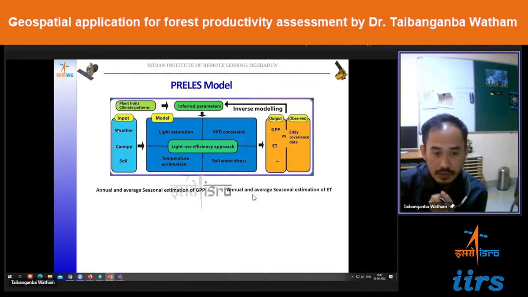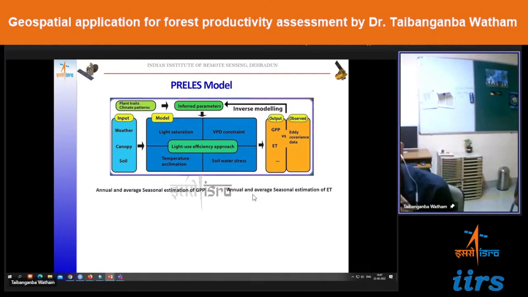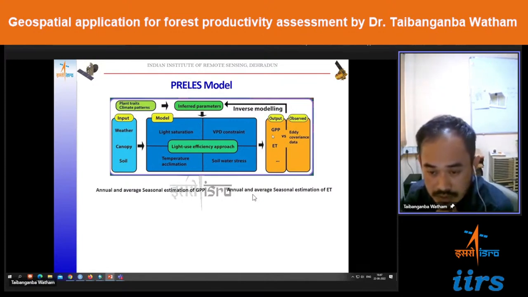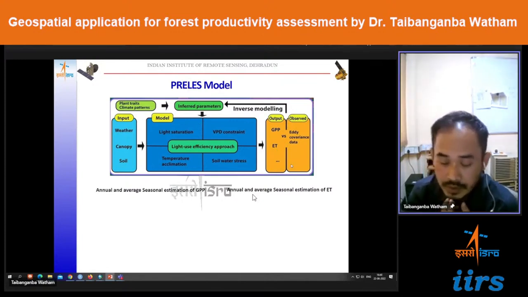In this, the input climatic data are very similar to what we use in the light use efficiency model, but additionally we have to give some other parameters, not only related to the Emax value, or the maximum light use efficiency, but also the transpiration or evapotranspiration efficiency, or the transpiration rate for a particular vegetation. Then we have to define the soil depth and the soil characteristics, like the wilting point and the texture. Then we will be able to assess the GPP as well as the evapotranspiration for that particular area.